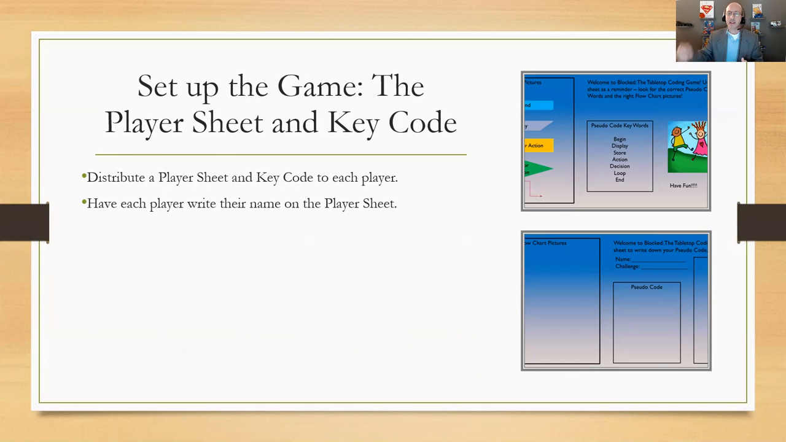So each player gets a code marker card because they've landed on a code marker space. But then they get a player sheet and they get a key code sheet. So they get to write on the player sheet. They should not necessarily write on the key code sheet. That's really there as a reminder of how to write flowchart elements and how to write pseudocode elements, okay?